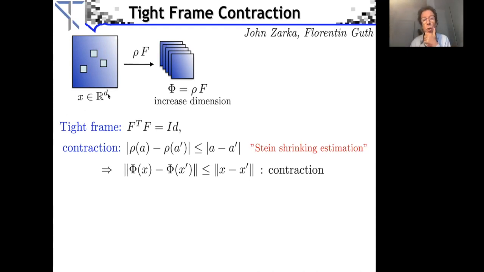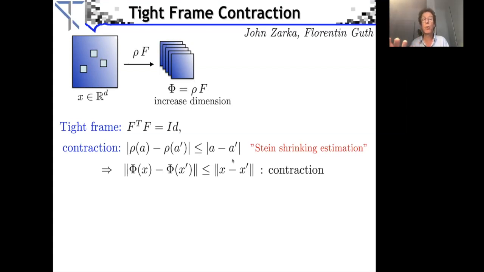Now, in what direction are you going to shrink? What you can do is decompose the data with a tight frame, like was mentioned by Marie-Lou. So for example, wavelets or any other thing. And then each of the coefficients within your tight frame, you're going to contract it, with a nonlinear, potentially contraction.